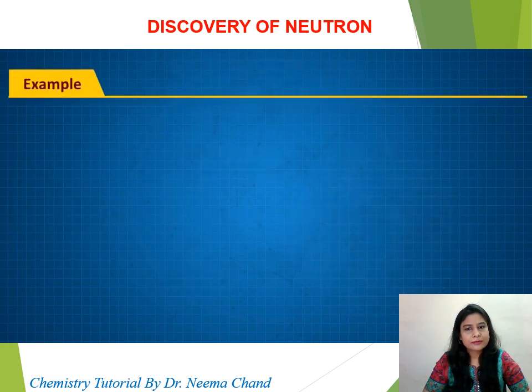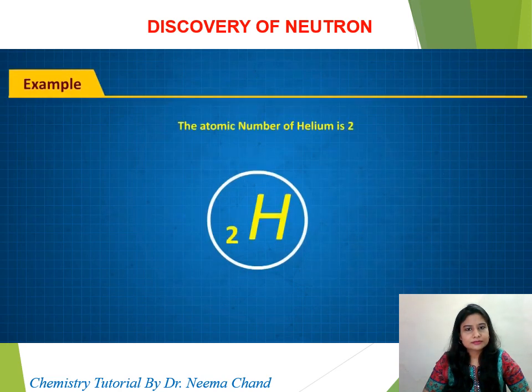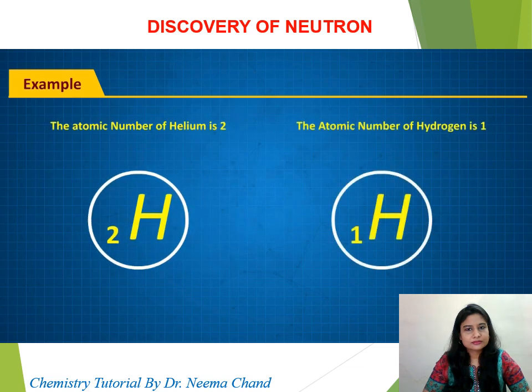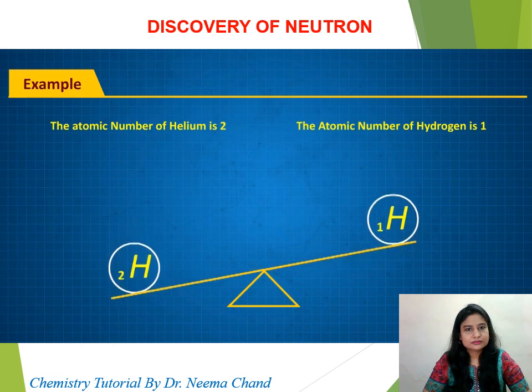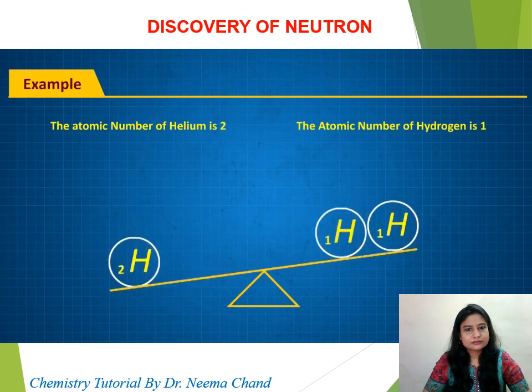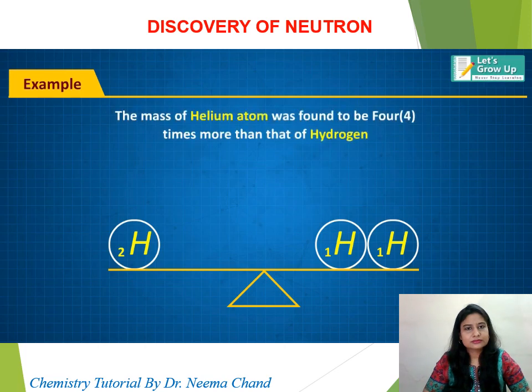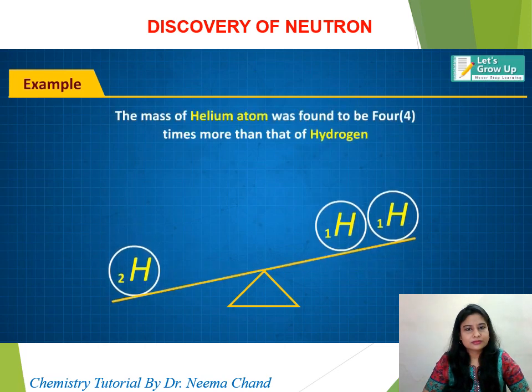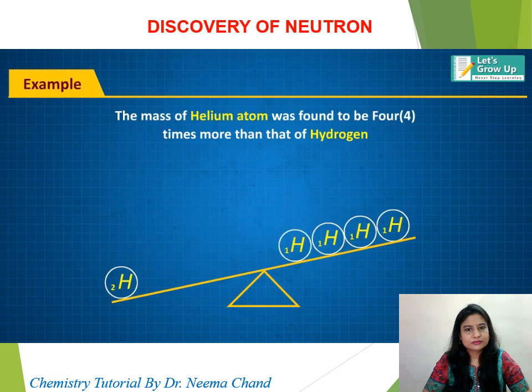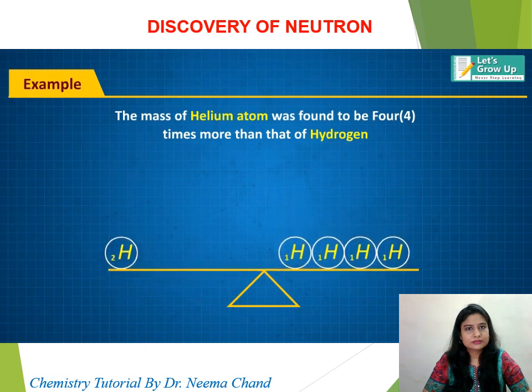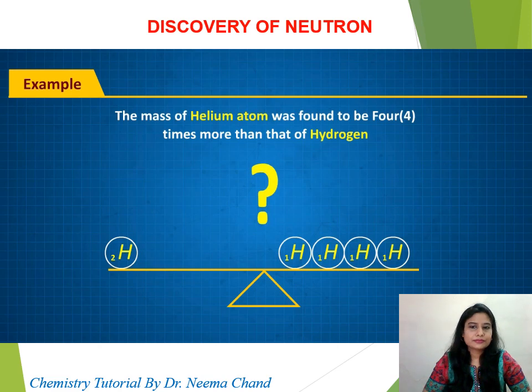For example, the atomic number of helium is 2 and the atomic number of hydrogen is 1. So, the atomic mass of helium should be double that of the hydrogen atom. However, on calculation, the mass of the helium atom was found to be 4 times more than that of hydrogen. It was the big reason for the discovery of the neutron.